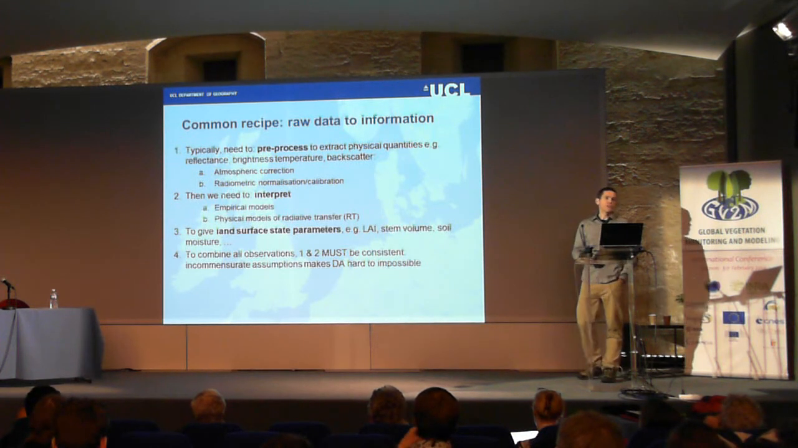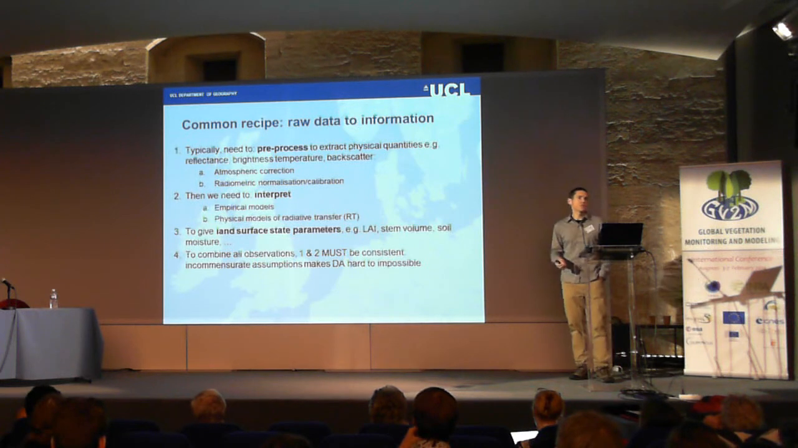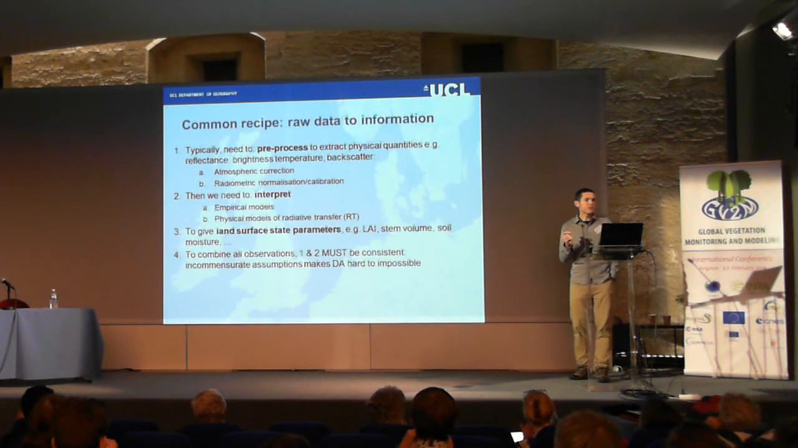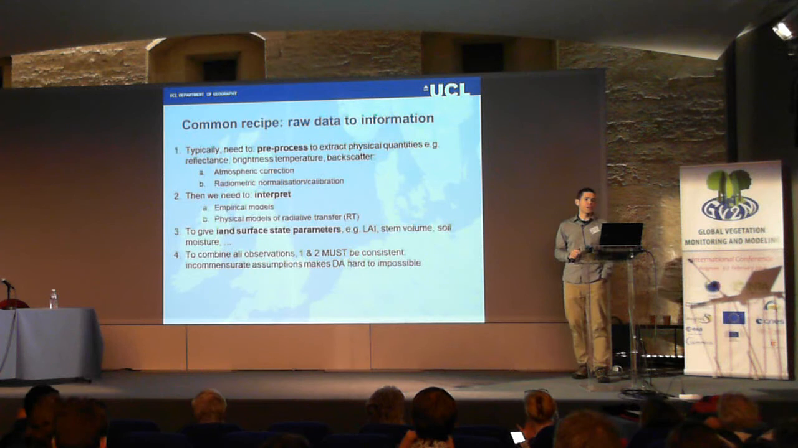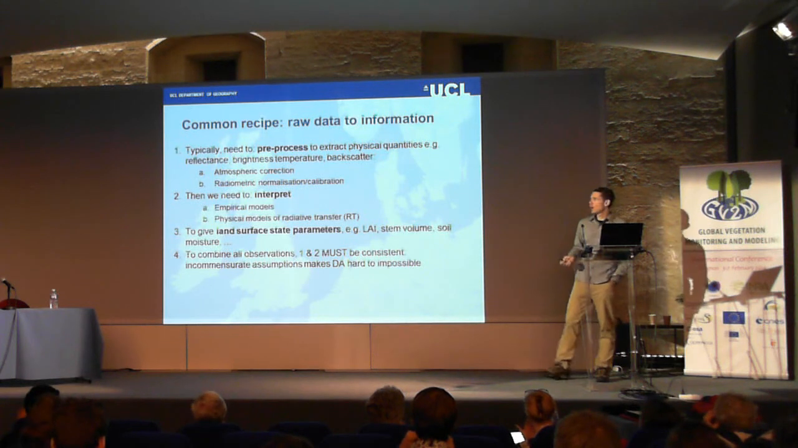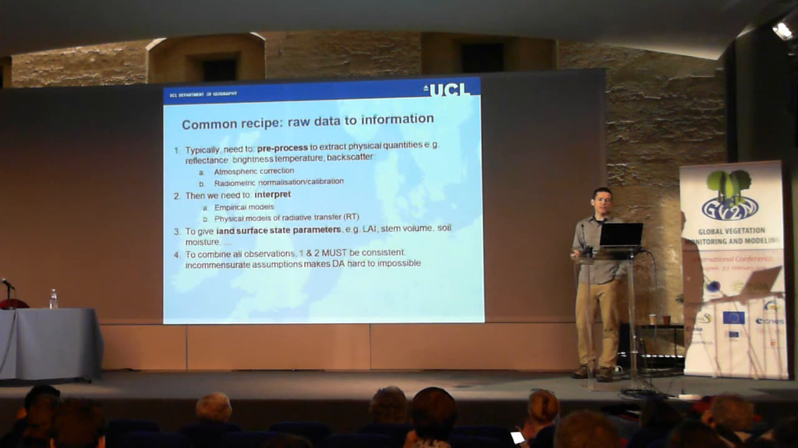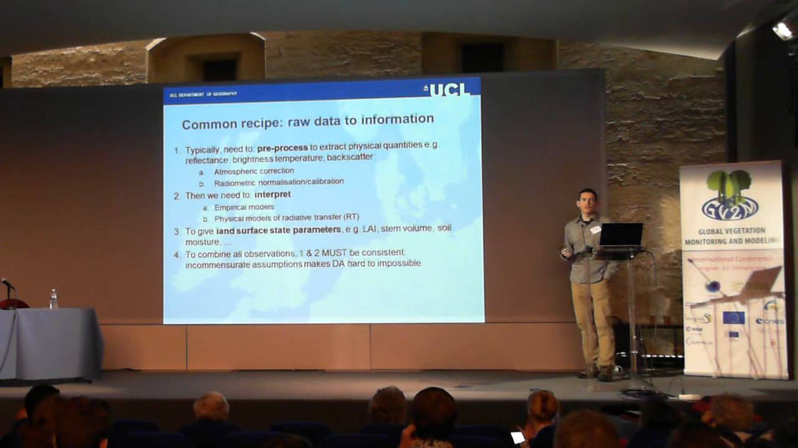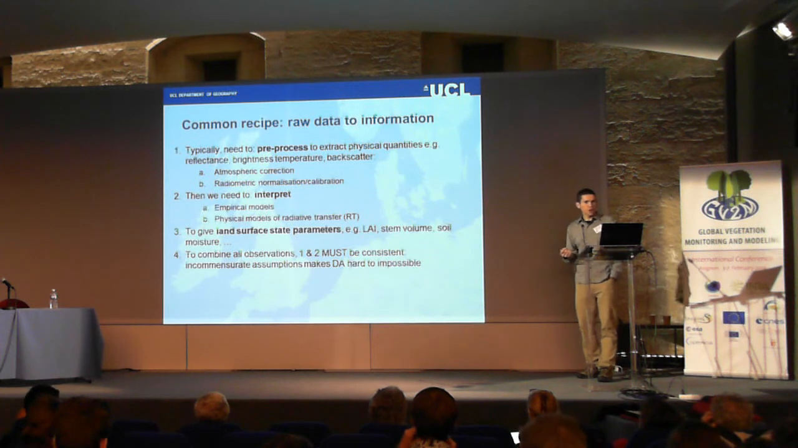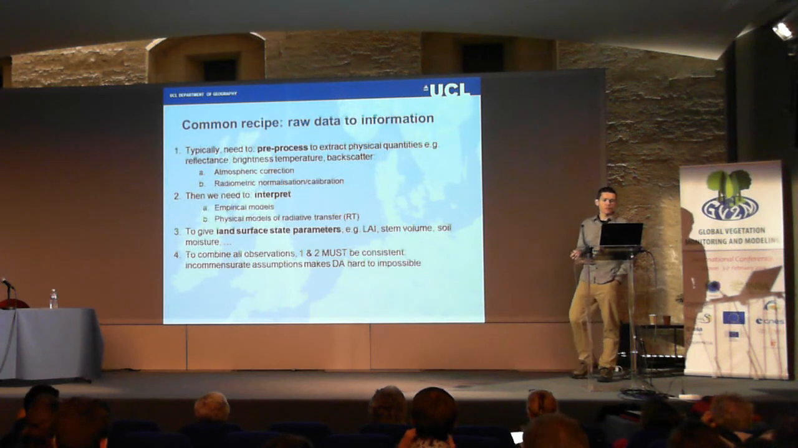But even in order to do these things, we need to introduce atmospheric correction, we need to do radiometric normalization, and all these kind of background things that go on before we can do something useful. Then we need to do something useful, which is interpret those observations. We can do that via empirical models, or we can do it via physical models of the radiative transfer process to give us some estimate of the land surface parameters, things like leaf area index, stem volumes, soil moisture.